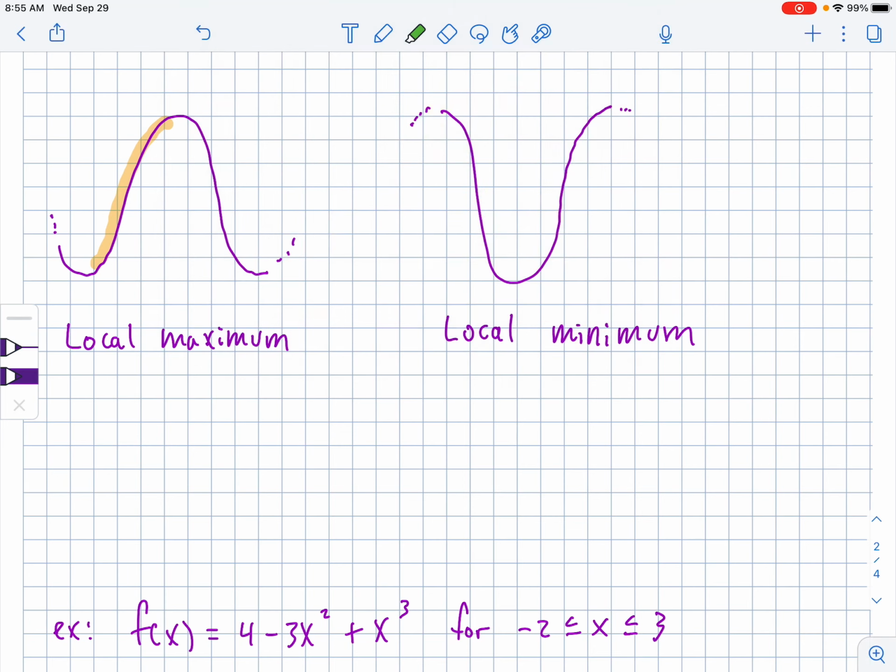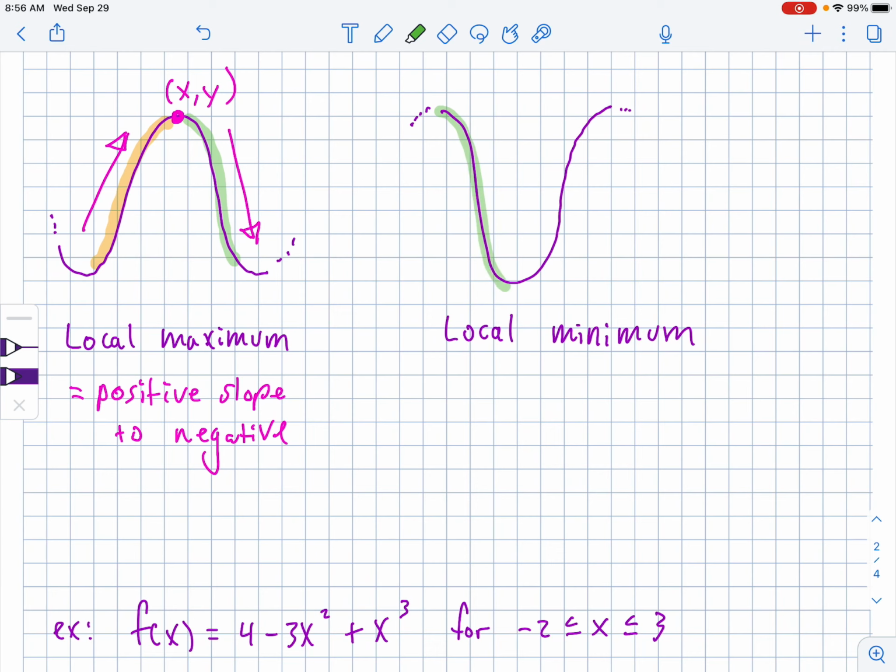Just in general, if you're going uphill and then you switch to downhill, this spot is called a local maximum. It's going to be an XY coordinate. It might not be a global maximum. Global maximum is the tallest that the graph gets in terms of y on the whole thing. But if there's a little mountain, that's called a local maximum. Local maximum is where it switches from positive slope to negative. See that? It was going uphill, then downhill.